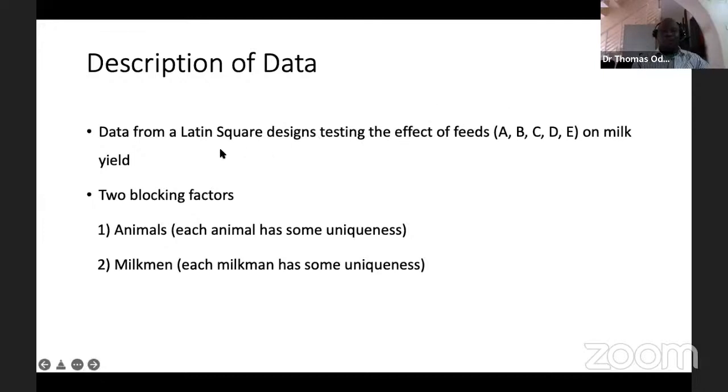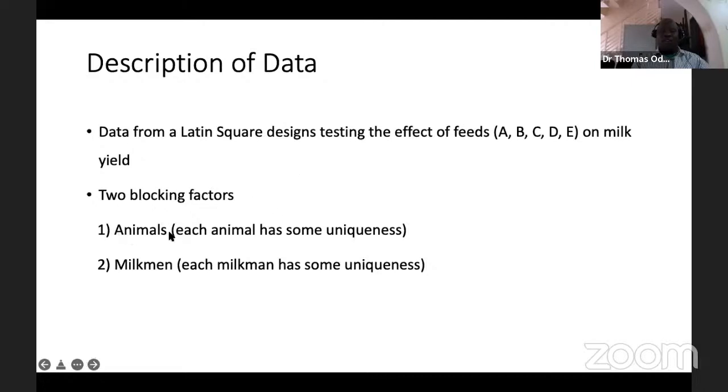So we are going to look at a data set from a Latin square design experiment, where the interest is to test the effects of feeds. There are 5 feeds on milk yield. Remember, in a Latin square, if there are 5 treatments, that means we need 5 rows and 5 columns. So we have 2 blocking factors.